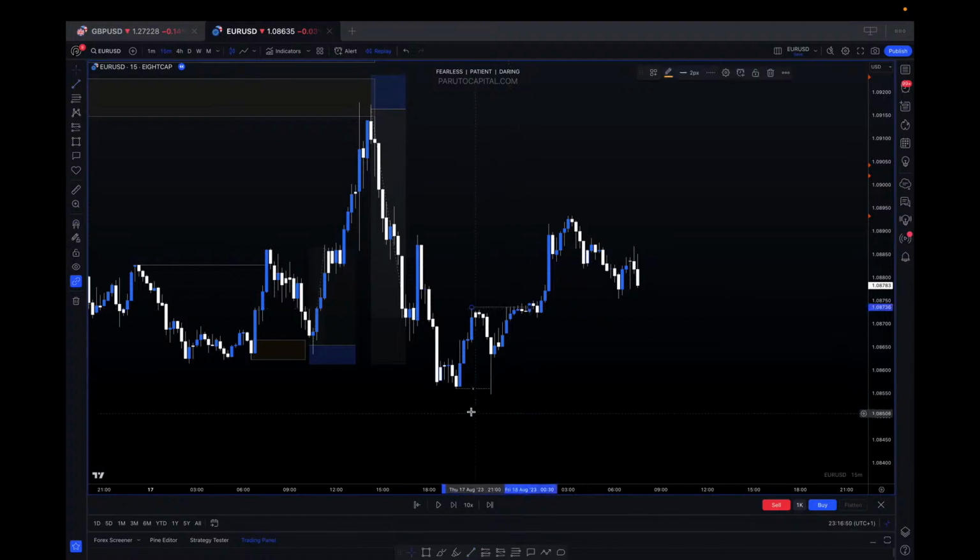Okay, and mind you, on the 4R, price refused, did not close below the previous 4R low, so it was a sweep of liquidity. Now we have a change of character, so I would be expecting that price will return to this area.